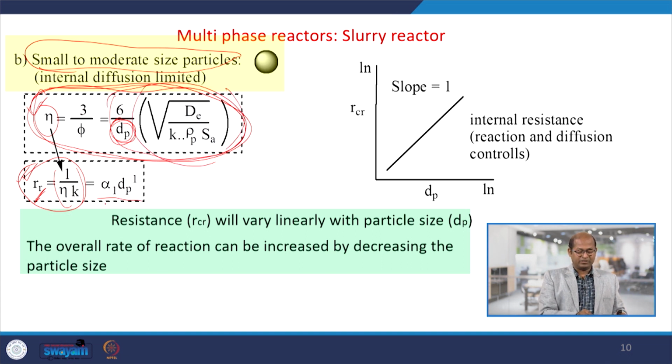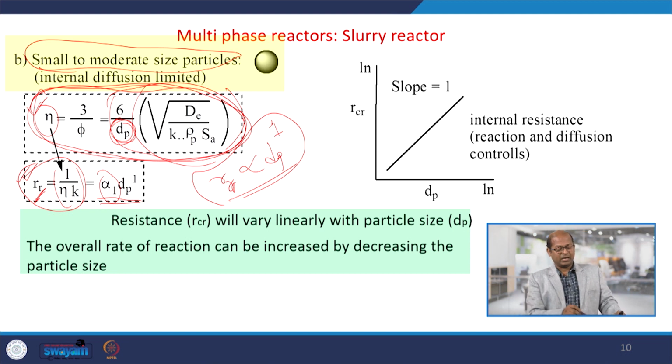So, alpha 1 is the constant part, and R is directly proportional to dp to the power 1. Or we can write R equals alpha 1 into dp. Here, if we take ln on the left hand side and right hand side, and after that plot by changing the particle size, then the slope would be like this.